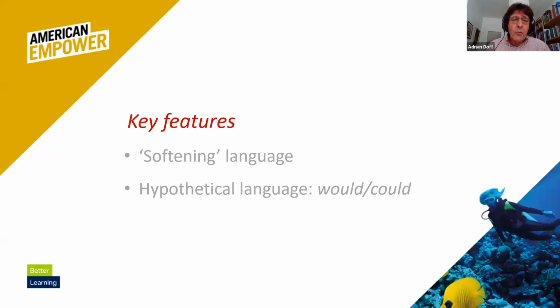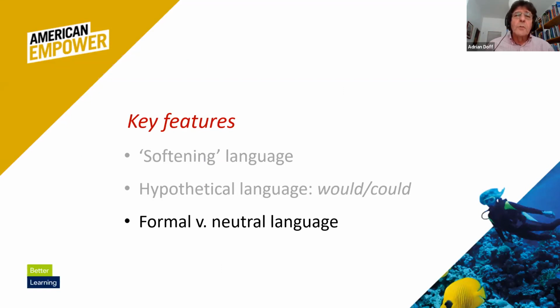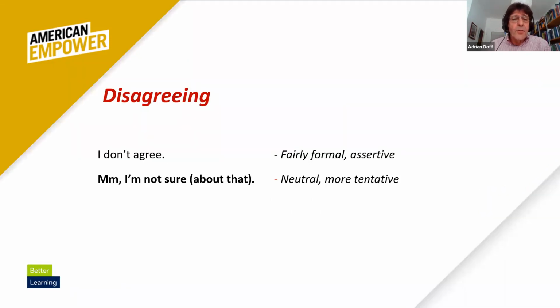Let's move on, though, to a third feature, which is the formality level of the language, which I put here as formal. I think it's not formal versus informal, but more formal versus neutral language. And we saw that some of the expressions they use were actually quite formal. If we look at, for example, these two different ways of disagreeing, I don't agree, I think, is fairly formal. It's also quite assertive, isn't it?